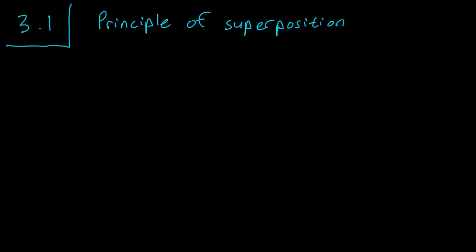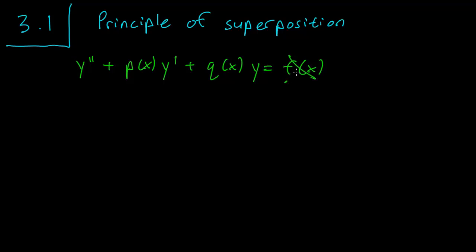So remember that we have a second order homogeneous linear ODE that's always going to be written like this. And we say that this is a homogeneous equation if instead of f(x) we have a 0 here. Okay? This is what it means to be a homogeneous second order ODE.